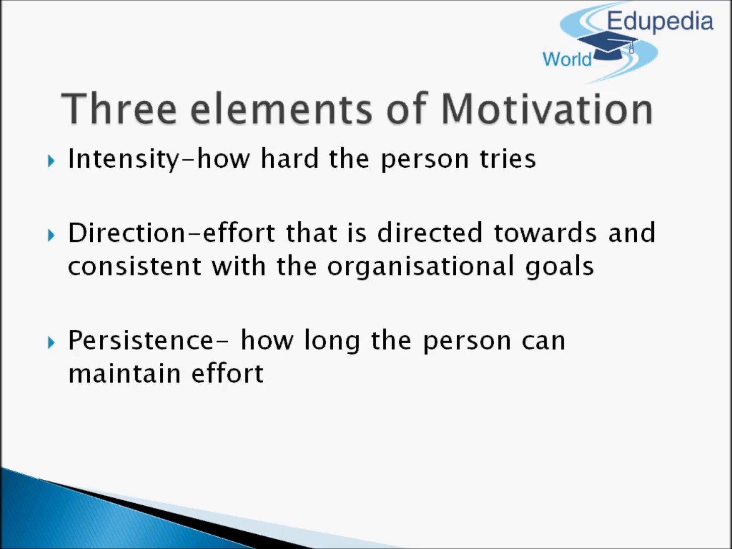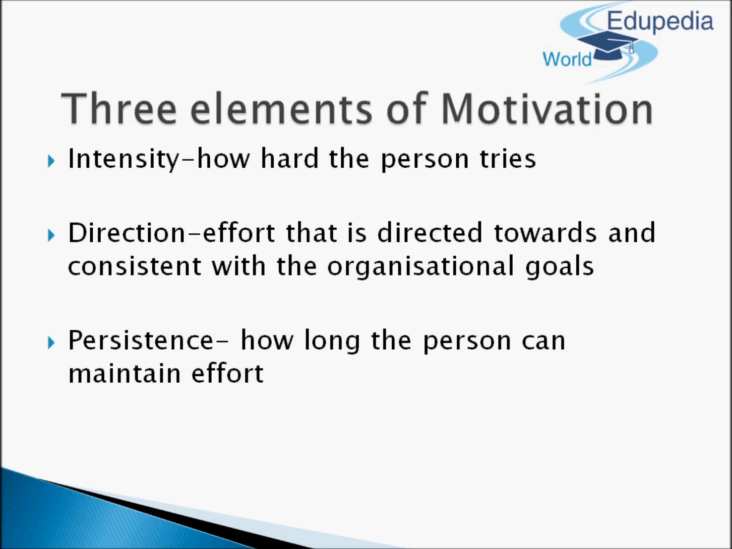Now, if you see, motivation has got 3 factors. This is definitely an effort towards achievement of the goals, but the 3 variables of motivation are: number 1, intensity of motivation, second is the direction of motivation, and third is the persistence of motivation. Now the intensity of the motivation is how hard the person tries in his effort. That becomes the intensity.